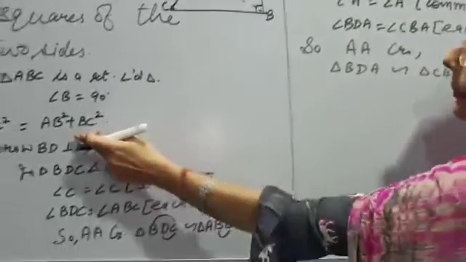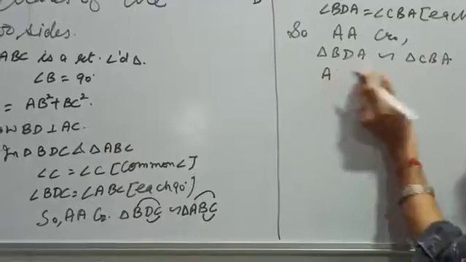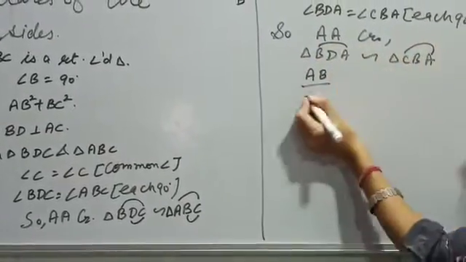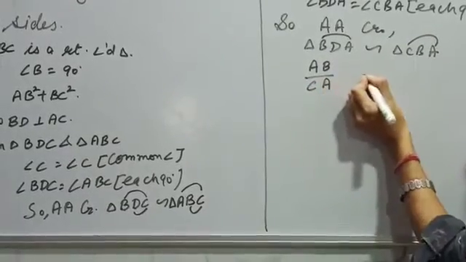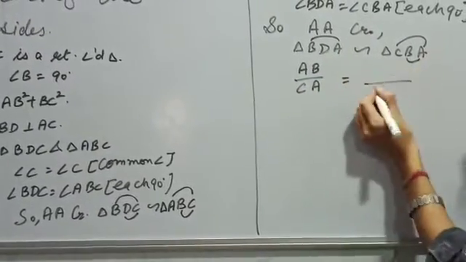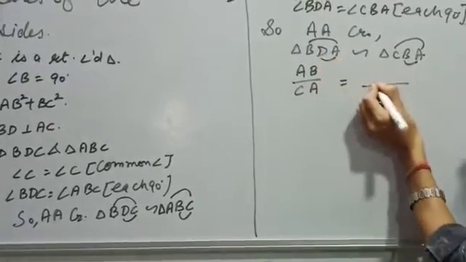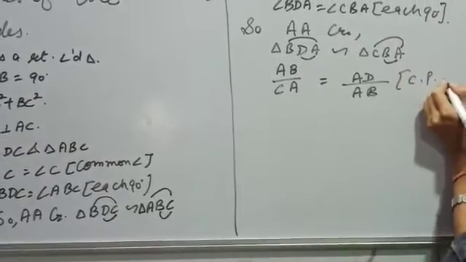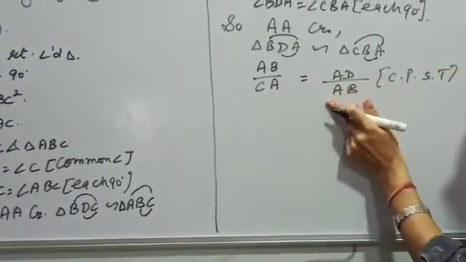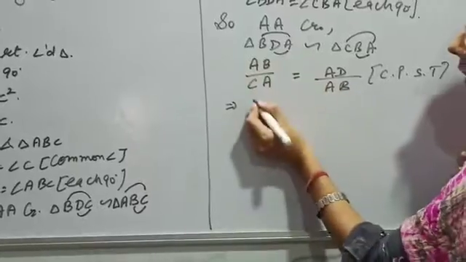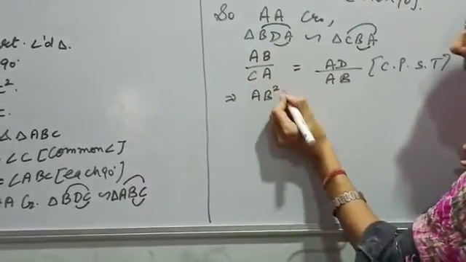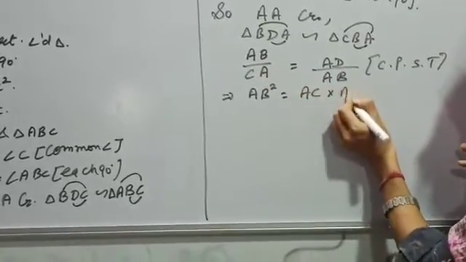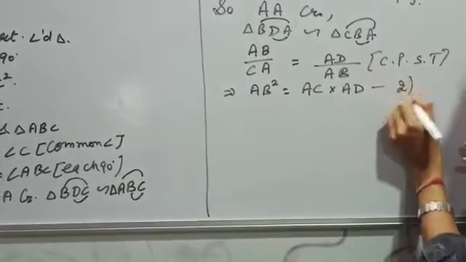Now we need AB square. So corresponding part ratios: AB upon CA is equal to, on this side, AB upon AD, or DA we can write. It is again corresponding parts of similar triangles, so these ratios will be equal. So by cross multiplying, AB square is equal to AC, or CA, multiplied by AD. Okay, so this is the second part.